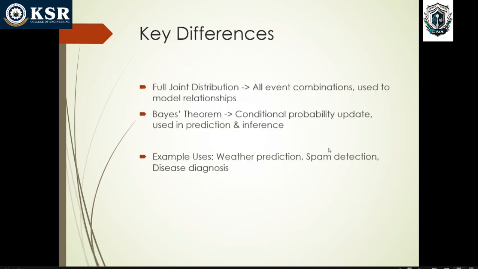Then the key difference between these two: the full joint distribution and Bayes theorem. The full joint distribution holds all the events, all the chances of an event, but Bayes theorem works based only on conditional probability and updates when new information occurs. This is the major difference between full joint distribution and Bayes theorem. Examples include weather prediction, spam detection and disease diagnosis.